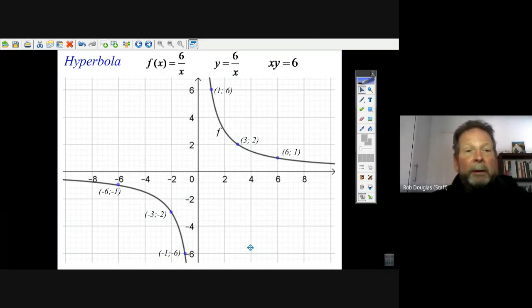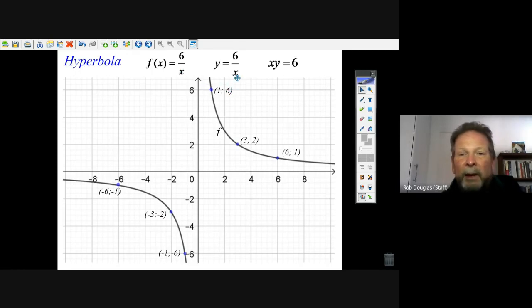Okay, we're going to look at the third part of functions in grade 10 here. It's hyperbolas. Now, hyperbolas are pretty strange looking. They have two branches like this. Here is a basic kind of hyperbola. It's y equals 6 over x. The function is f of x equals 6 over x.